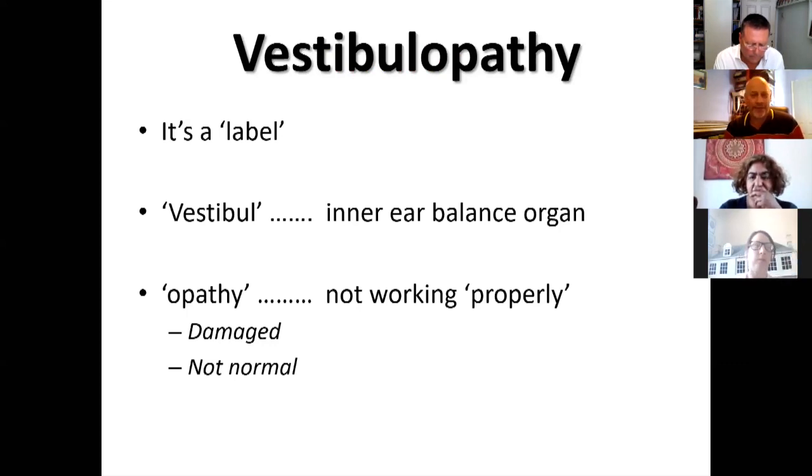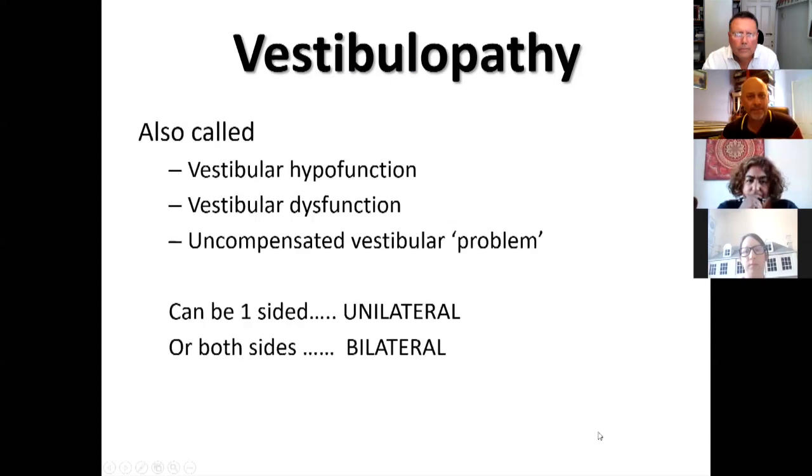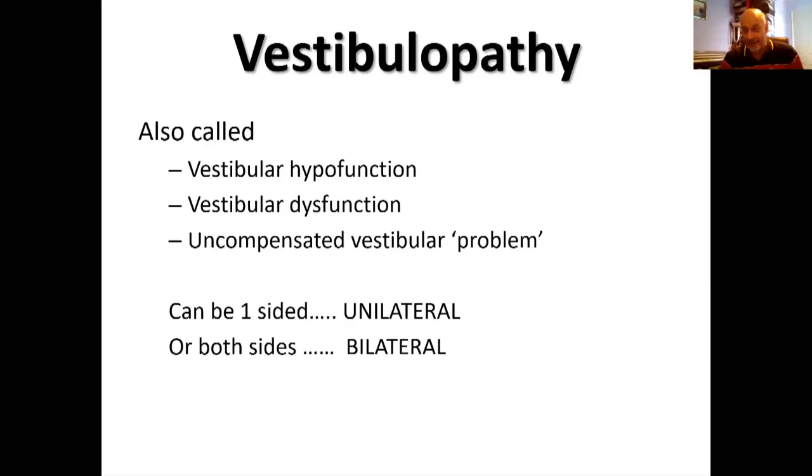So if you've got vestibulopathy in a referral letter from one of the doctors in balance, it means that something has damaged your vestibular system and it isn't working properly. So it gives you a vestibulopathy. It's not good or bad, it's just a name. It's called other things too. It's called vestibular hypofunction. So again, vestibular, the inner ear. Hypofunction means it's underactive. Or vestibular dysfunction, again the vestibular system, but not working properly. It's dysfunctional.